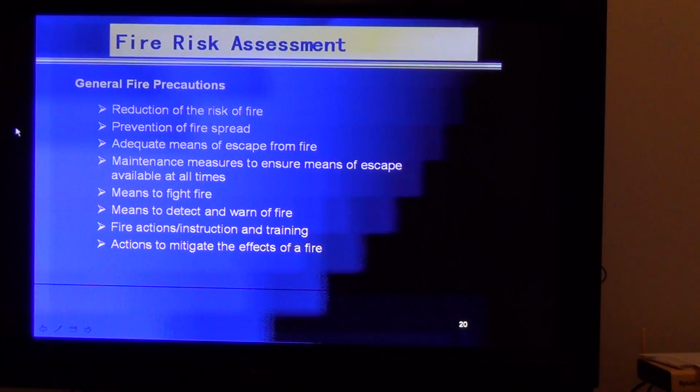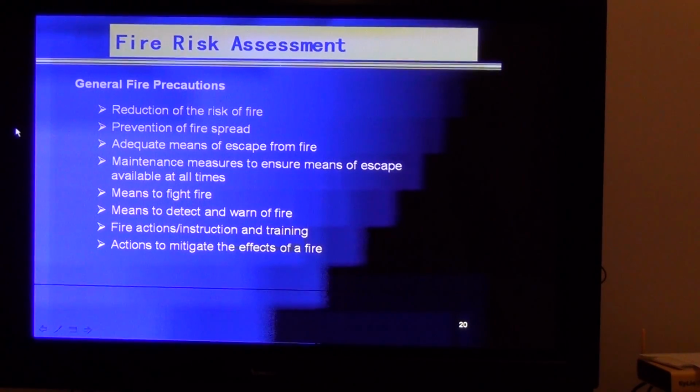So, general fire precautions. Hi James, would you like to help me to read this page? Okay, good.